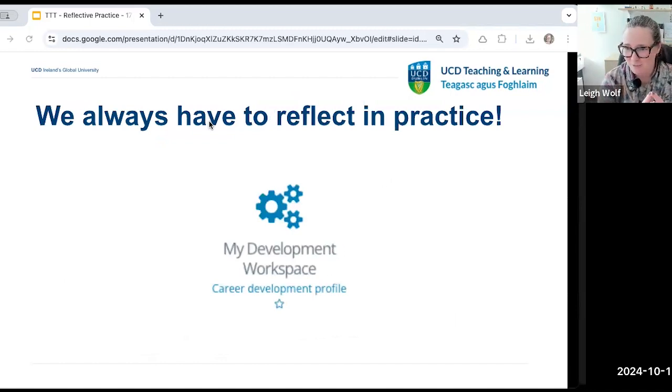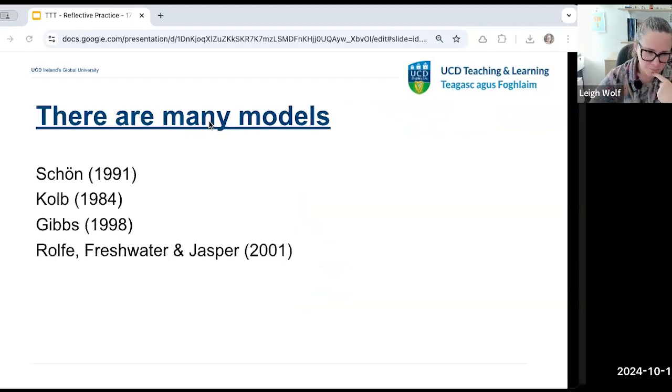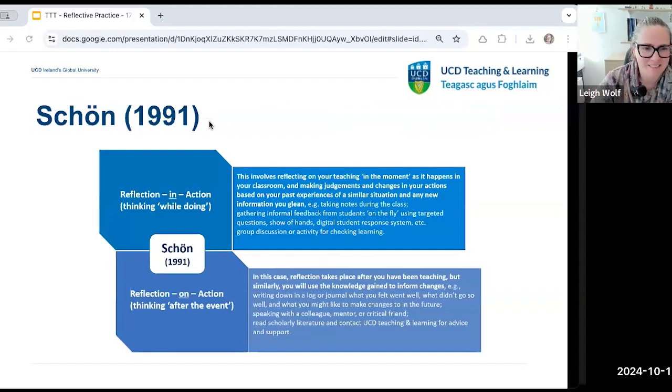So the reflective process is something that we're always doing. This little icon may look familiar to some of you, the development workspace, where we have to reflect on a yearly basis. If you're doing promotion from one level to another, there's always elements of reflection in the work that we do. And there's many models that we can look at to support reflective practice. So I'm going to go through these briefly, and they are easily adaptable to your own practice. You could meld all four of them together or pick one maybe that fits best with your context.